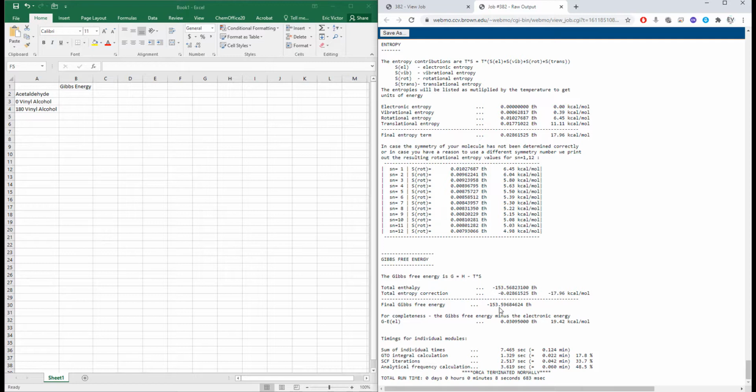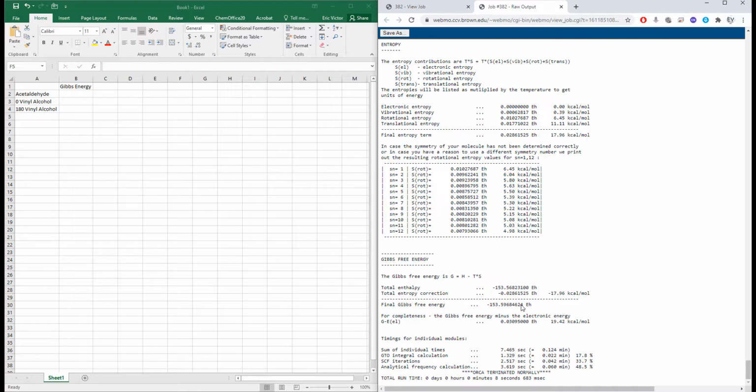Now, one thing I want to point out about the Gibbs free energy is that this doesn't directly match what you would get from a textbook. In the textbook, the values that we typically use are all referenced to the elemental states. The calculation doesn't do that, so all of these are relative.